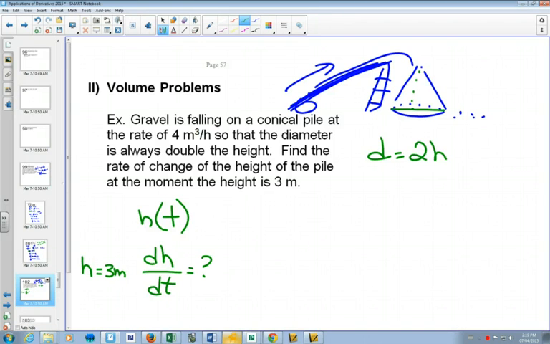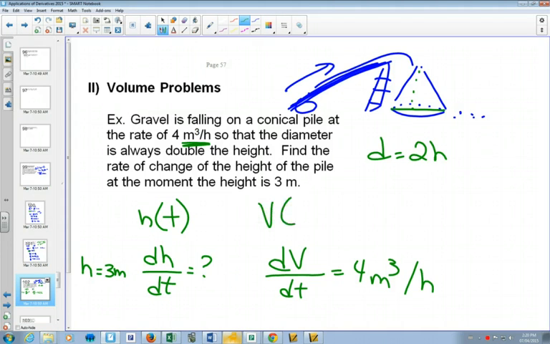Now they're telling us that it's falling on the conical pile at a rate of 4 meters cubed per hour. So we need to say, well, what kind of relationship is that? That some change of something per time is going to be 4. What is that? Is that a radius? Sorry? It's a volume. And we kind of get a hint with the meters cubed per hour, because what's on the bottom is your change in time per hour, and the meters cubed is a measurement for volume. So we also know that volume is a function of time.